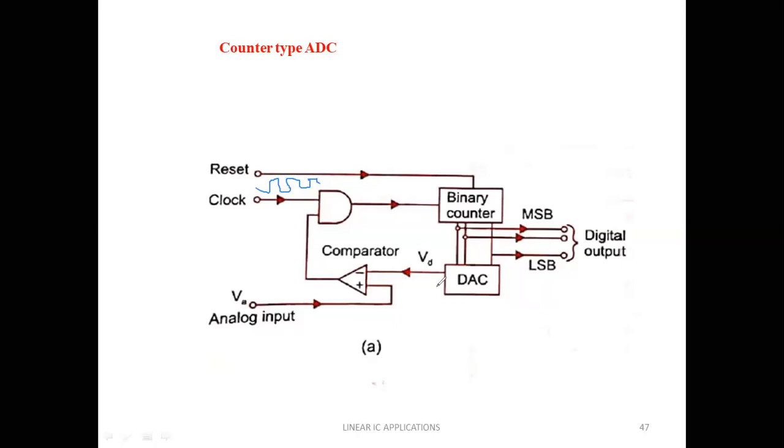Okay. Now first we'll see the operation. Generally the counter is going to count the number of pulses coming to its input, where the pulses are coming from the output of the AND gate. The n bit counter generates an n bit digital output, which is applied as input to the digital to analog converter.